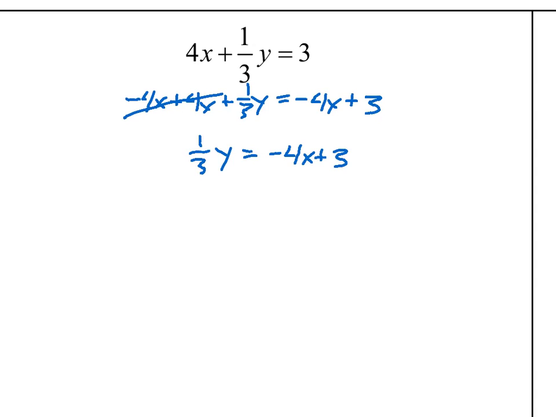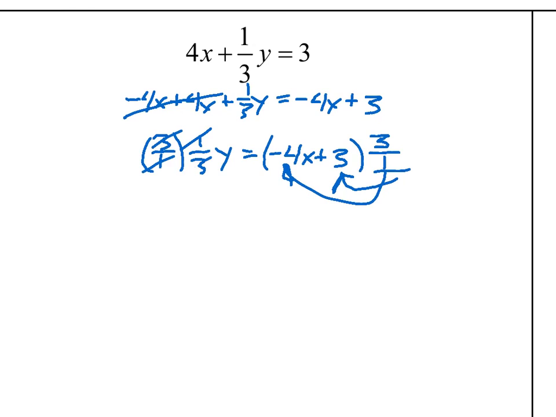Ms. Baker? Multiply by the reciprocal. Now, when I multiply one side by the reciprocal, I need to multiply the other side by the reciprocal. Emphasis on doing multiplication on both sides. Now, when I multiply the right-hand side by 3, which part do I need to multiply by 3? Haseen? Both. It needs to be distributed in. That's why we put the parentheses there. That leaves us with y is equal to negative 12x plus 9.